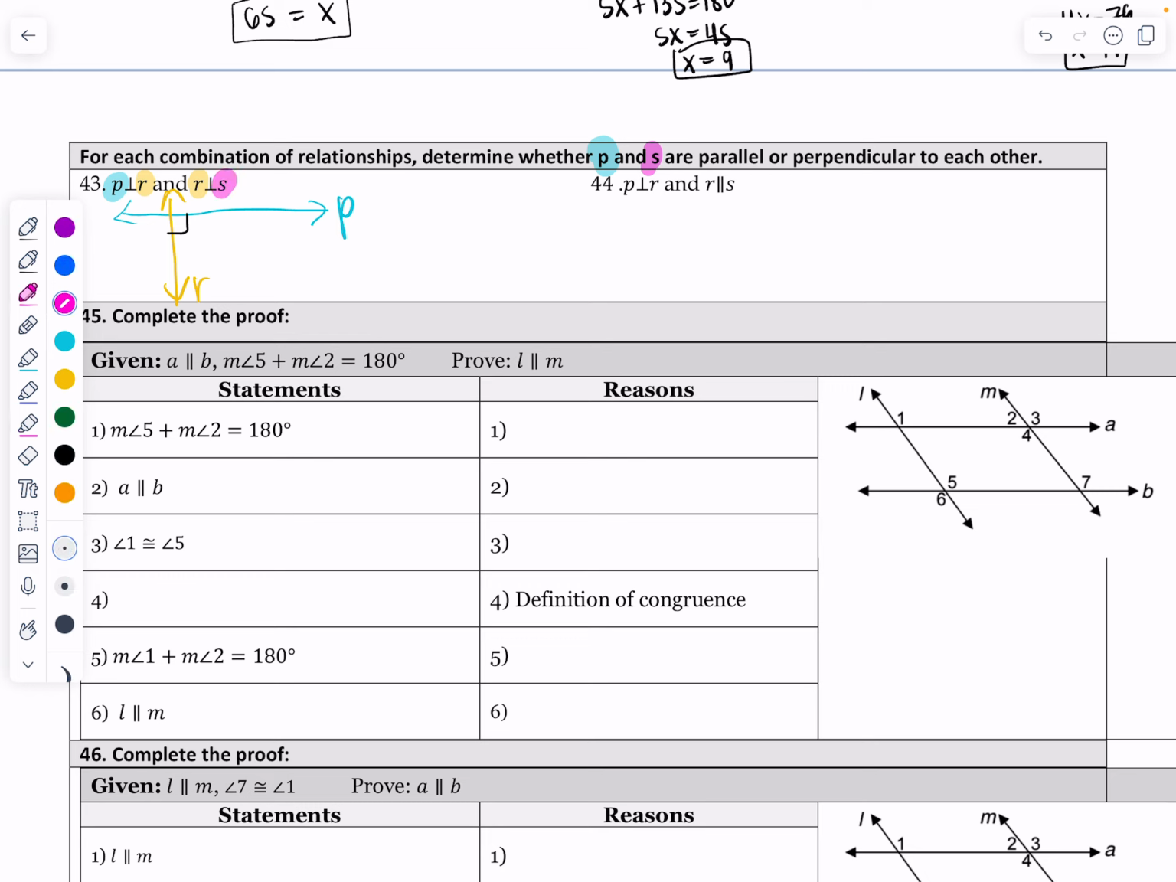So I'm going to draw in line S where it's crossing R. How is it crossing it? It's crossing it at 90. So there's line S. The question is, well then how are line P in blue and line S in pink related? We know that those are going to be parallel. We learned a theorem that says that if you have a line that is perpendicular to two lines, those two lines must be parallel to each other.